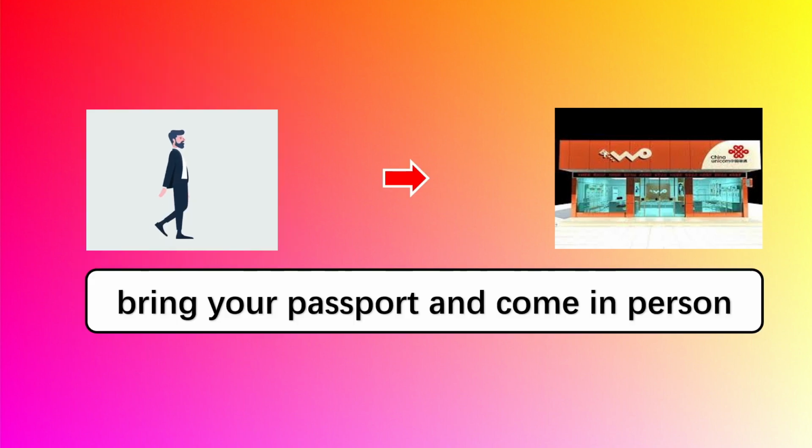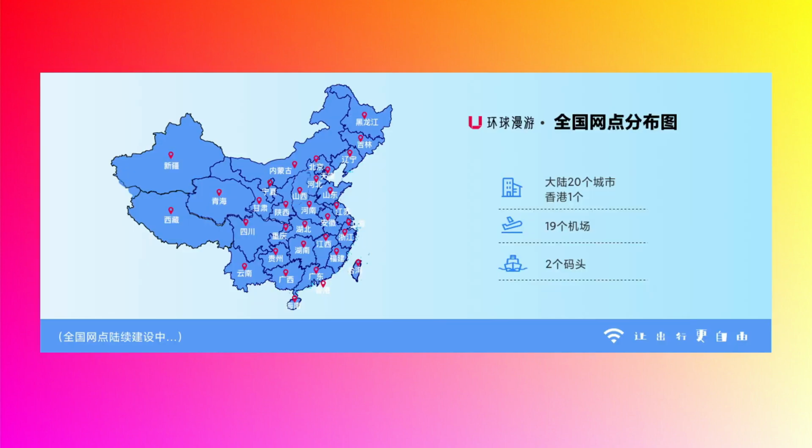No matter how you obtain your SIM card, you must bring your passport and activate it in person at the official service center. Here, we mainly focus on buying a SIM card at the airport and at the official service centers. As far as I know, all international airports in China offer SIM card sales, and they usually operate 24/7, so you don't need to worry.